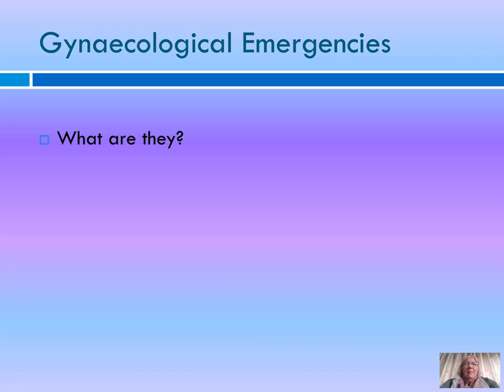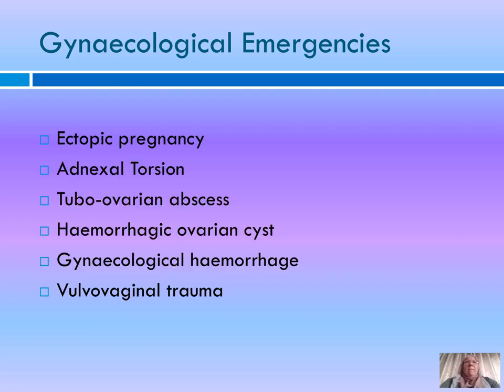Please take a few seconds to write them down. You can stop the video, use a pen and paper to write them down. They are mainly ectopic pregnancy, adnexal torsion, tubo-ovarian abscesses, hemorrhagic ovarian cysts, gynecological hemorrhage, and vulvovaginal trauma.